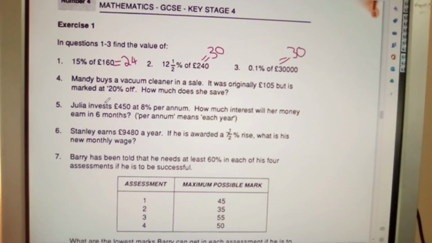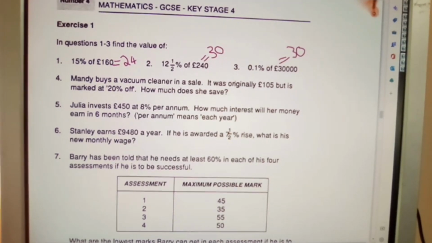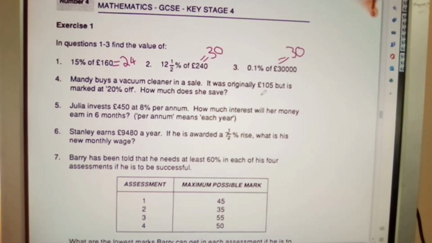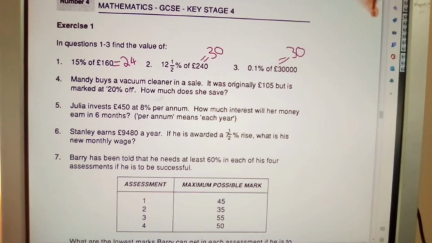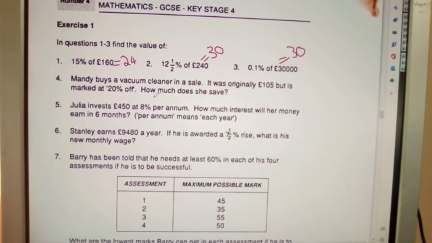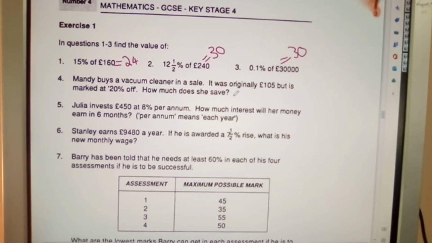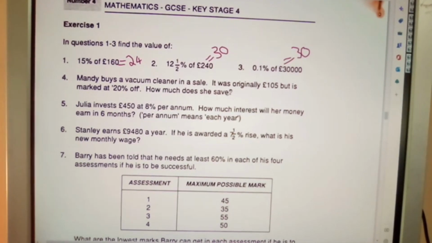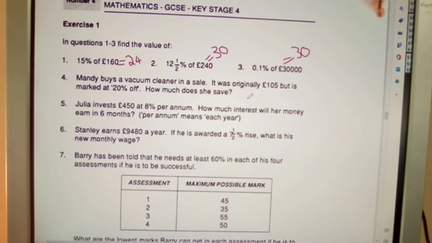Now, Mandy buys a vacuum cleaner in a sale. It was originally £105 but is marked at 20% off. How much does she pay? Sorry, how much does she save? Save, okay? 20% off 105.